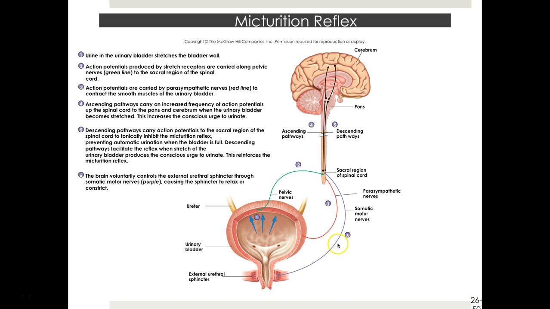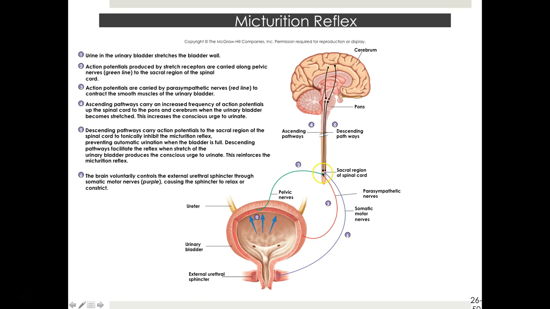So let's start over inside the bladder. Once it is filling and distending the bladder wall, we start to get action potentials sent through stretch receptors in our bladder, sent along pelvic nerves to our sacral region of our spinal cord. At that point, we are going to have our parasympathetic nerves contract our smooth muscles in our urinary bladder.